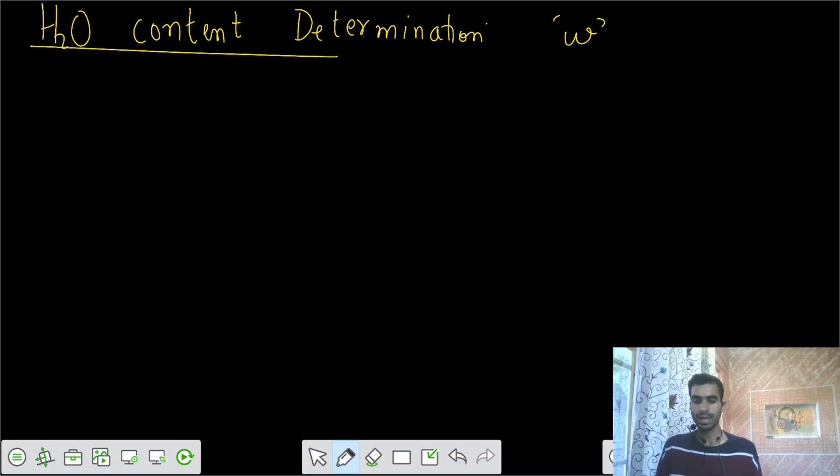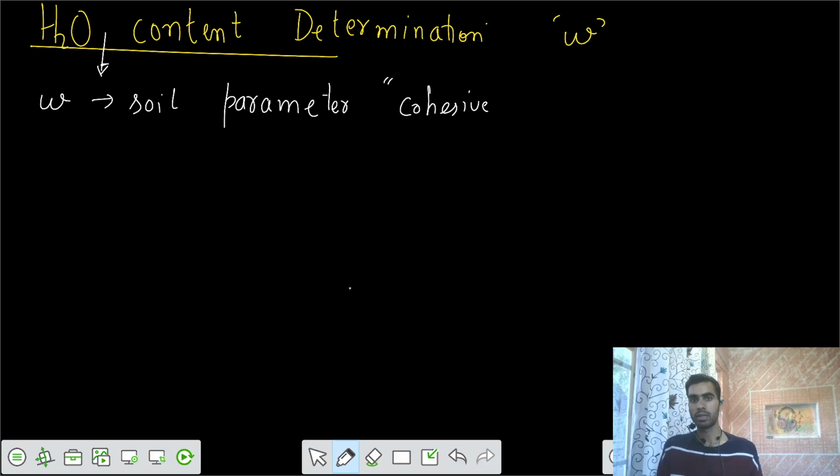So here we say, why water content determination? Water content is actually an important soil parameter. If you talk about clays, silts, that's fine-grained soils, so for the cohesive soils, this is a very important parameter.